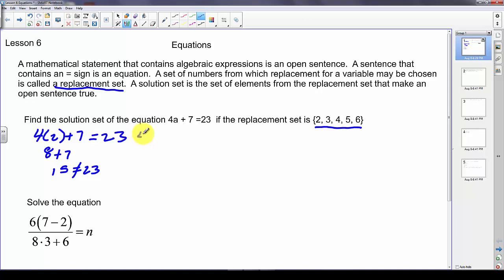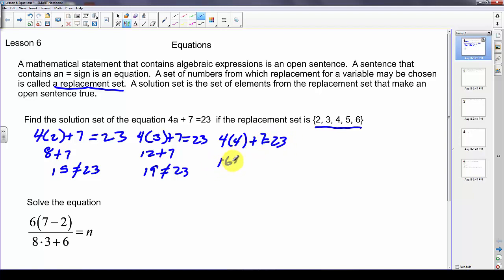Pop in 3. 4 times 3 plus 7 should equal 23. We know that's 12 plus 7, which is 19, which does not equal 23. 4 times 4 plus 7, once again, should equal 23. 16 plus 7, 23 equals 23. That's definitely going to be a solution. There may be more than one, but we have to plug it in to find out.